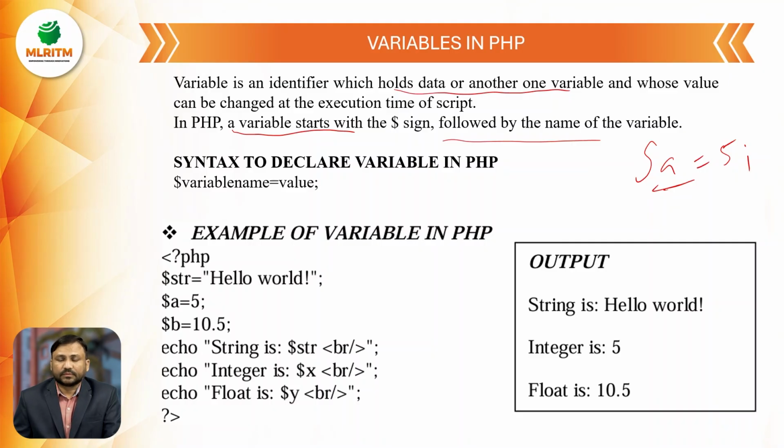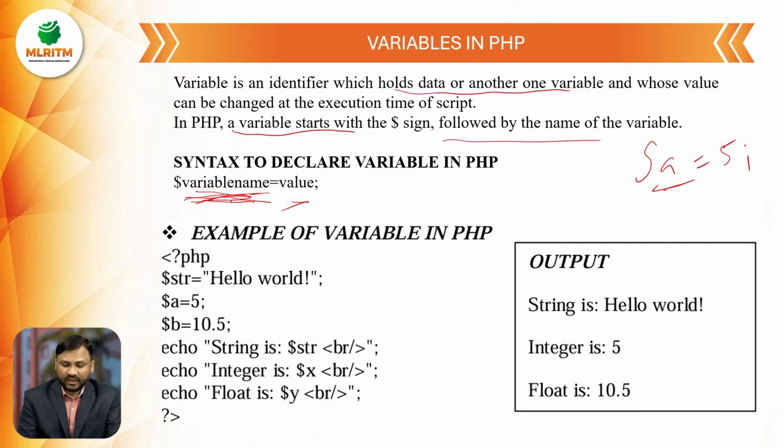In the declaration of variables in PHP, we do not mention the data type. It means we can directly write the variable name and the value. There is no need to define any data type like int, float, or char before the variable name. That is one of the important features of PHP. We can use it easily.